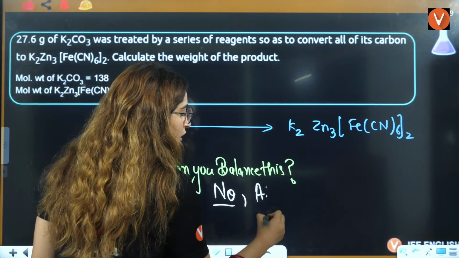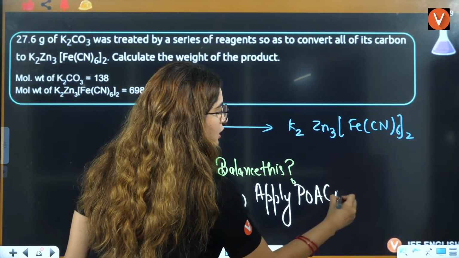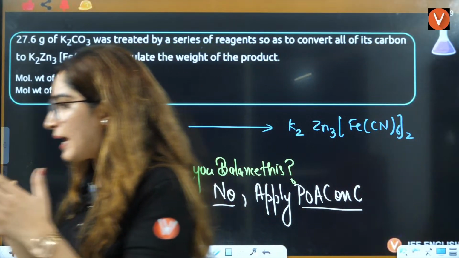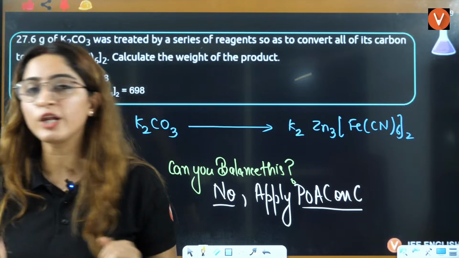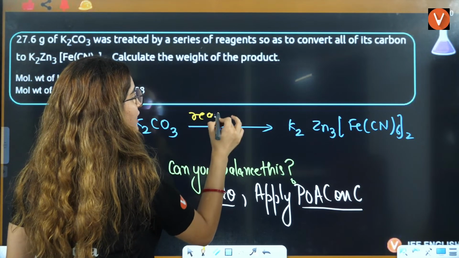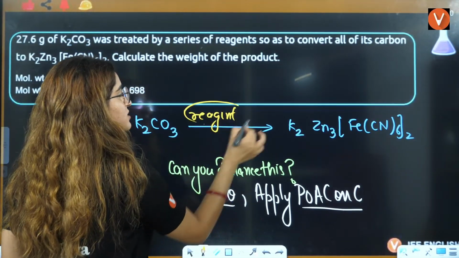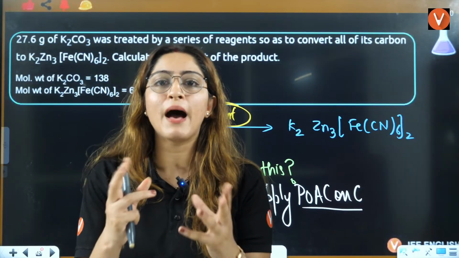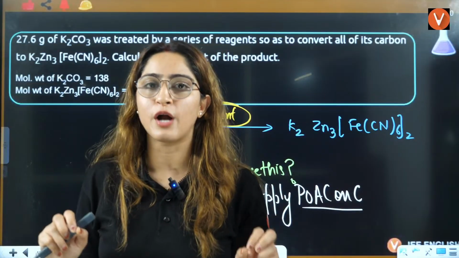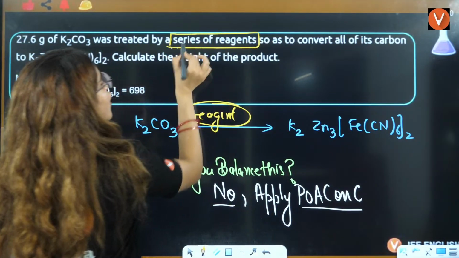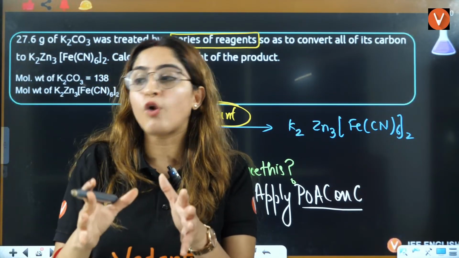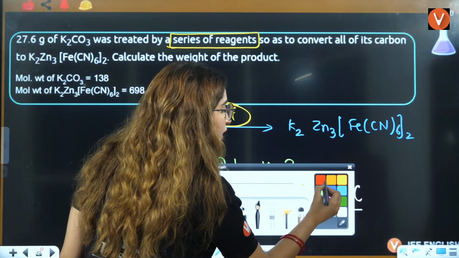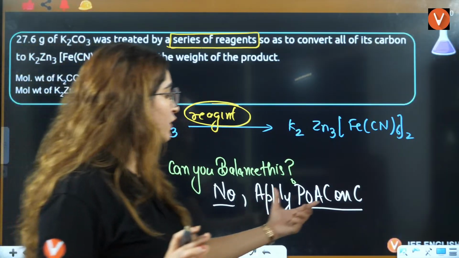So, we will apply POAC on carbon. Now we will learn how to apply POAC on carbon, right? That's why we are applying it. How can you balance, Siddhan? Some reagents are there, and I have no idea what these reagents are. If you know each and every reactant and each and every product, only then can you balance that reaction. Otherwise, you can't balance a reaction if you have no idea what all the reactants and products are. If you see here, they are saying a series of reagents. We have no idea what the reagents are, right? So that's why we are not able to balance it. Balancing is not possible. That's why we are applying POAC here.